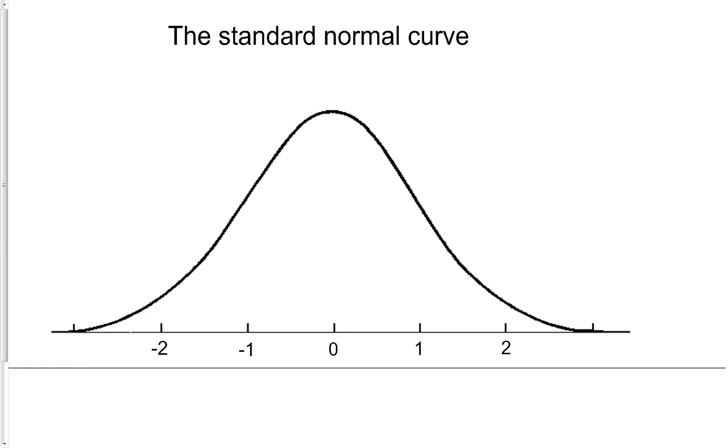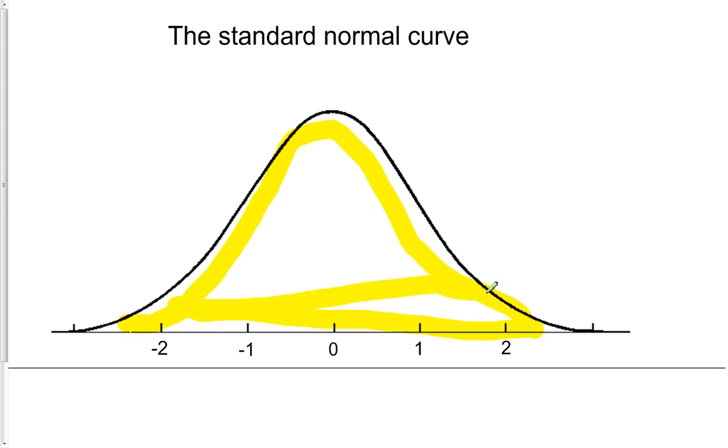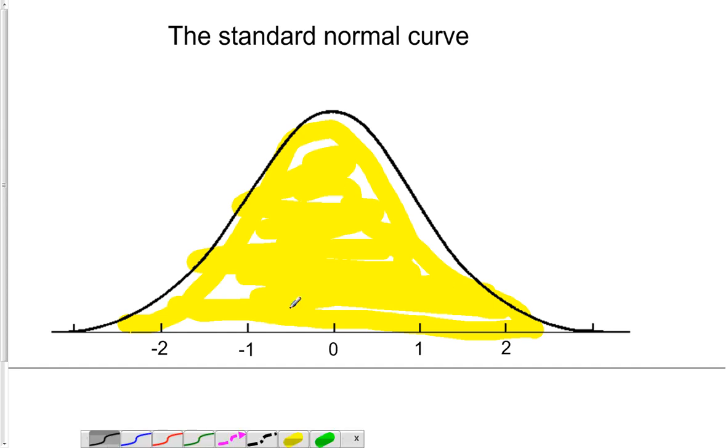Now we're going to take a look at area under the normal curve. So I have the basic normal curve up right here. And if we wanted to know what is the area under this curve, we would shade in the whole curve, nice and neatly there. The area under the curve is going to be 1.